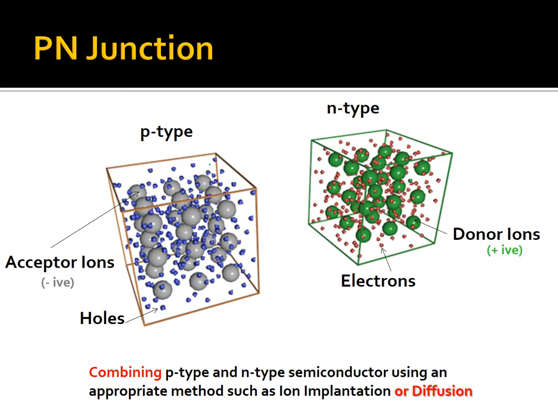This is just an illustration of the p and n-type materials. We have the acceptor ions, which are negative ions, and these green ones are donor ions in the n-type, which are positive ions. Here the majority carriers are electrons, and in the p-type the majority carriers are holes, right? This is the basics, we know that. Now if we combine both of them, usually we combine using a process called diffusion.